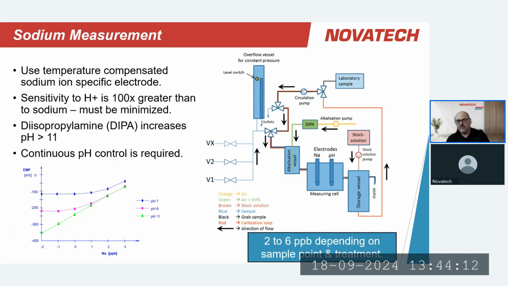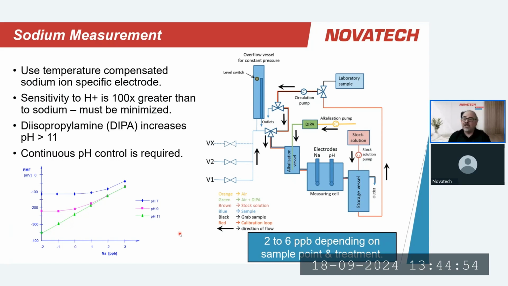And we do that by dosing our sample with DIPA, or diisopropylamine. By doing that and monitoring the pH in our sample, so we measure the sodium and we monitor the pH to ensure that our DIPA addition has been happening correctly, we get a good representative value of the sodium content in the sample. And you can see the impact here. If the pH is 11, the offset due to the hydrogen ion presence is very low, but as we lower the pH, we get a huge offset from the actual reading because of the presence of the hydrogen ions. So it's super important to do it properly.